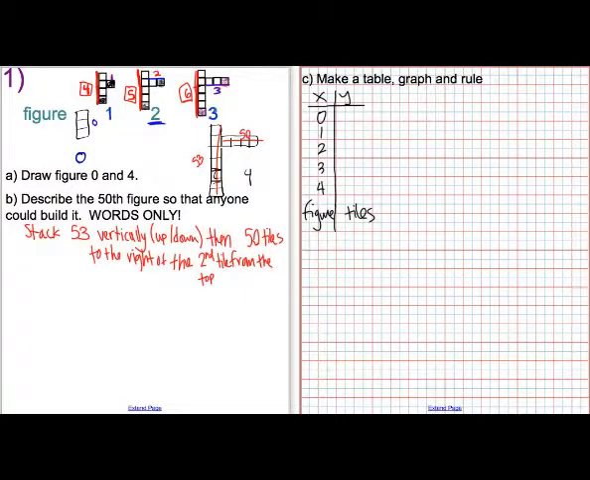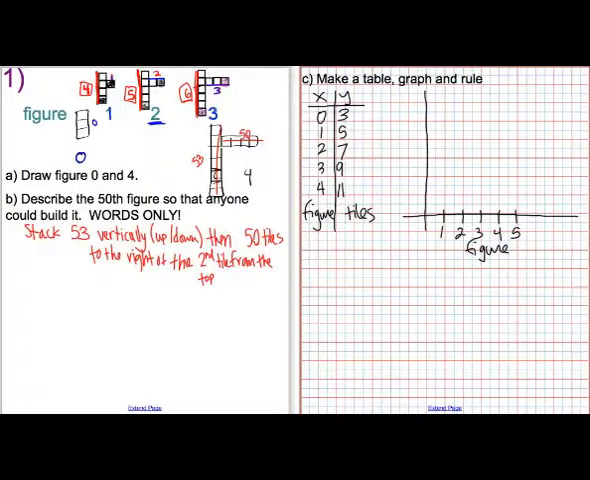Now I count up the number of tiles. Figure 0 has 3 tiles. Figure 1 has 5. Figure 2 has 7. I'm starting to see a pattern, and I should see some sort of a pattern. So there's my table. Your graph, scale it how you want to make it fit, but figure number, of course, is X, because we already talked about that in the table. I'm going to go every other line to get my 5 figures.